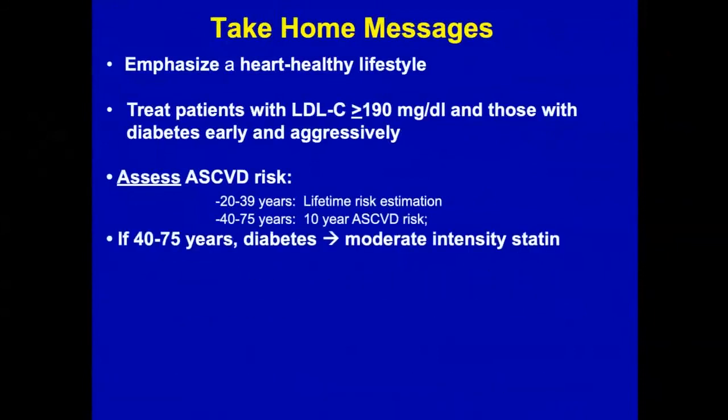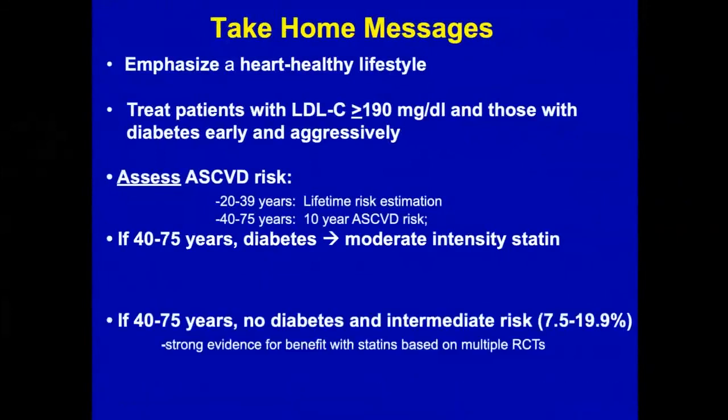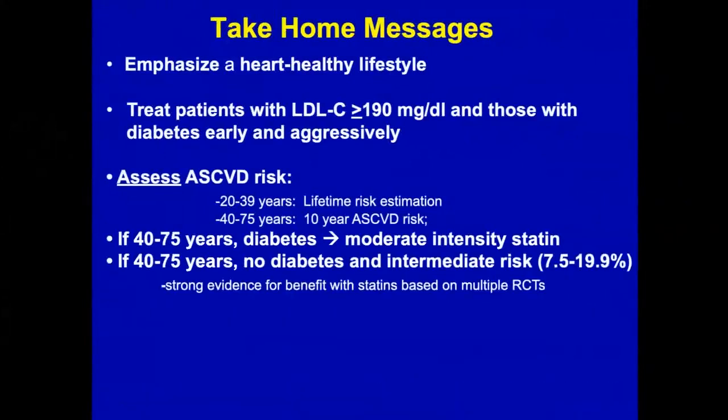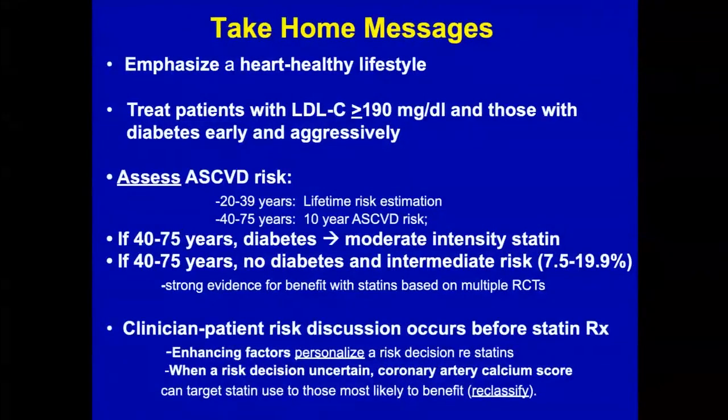If you're 40 to 75 years old, you have diabetes, use a moderate intensity statin therapy, high intensity if you have some of those risk enhancers in diabetes. If you don't have diabetes, your 10-year risk you've done, and you're intermediate risk, well, you can start therapy right away based on multiple randomized controlled trials. If you still want to, then do the risk discussion, bring risk enhancers into the equation. If there's still uncertainty, you can use a calcium score to be used as a decision support, not as a screening test.